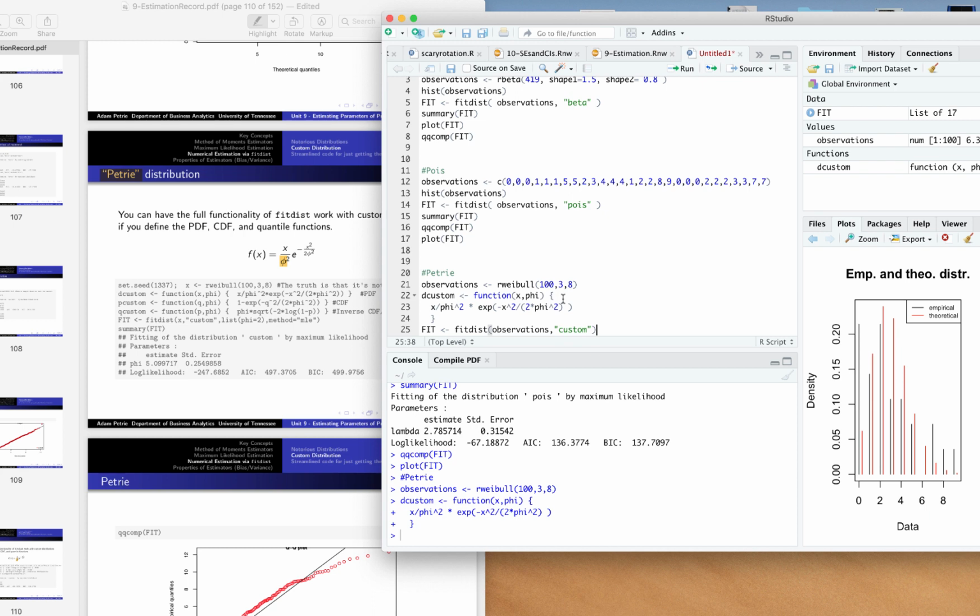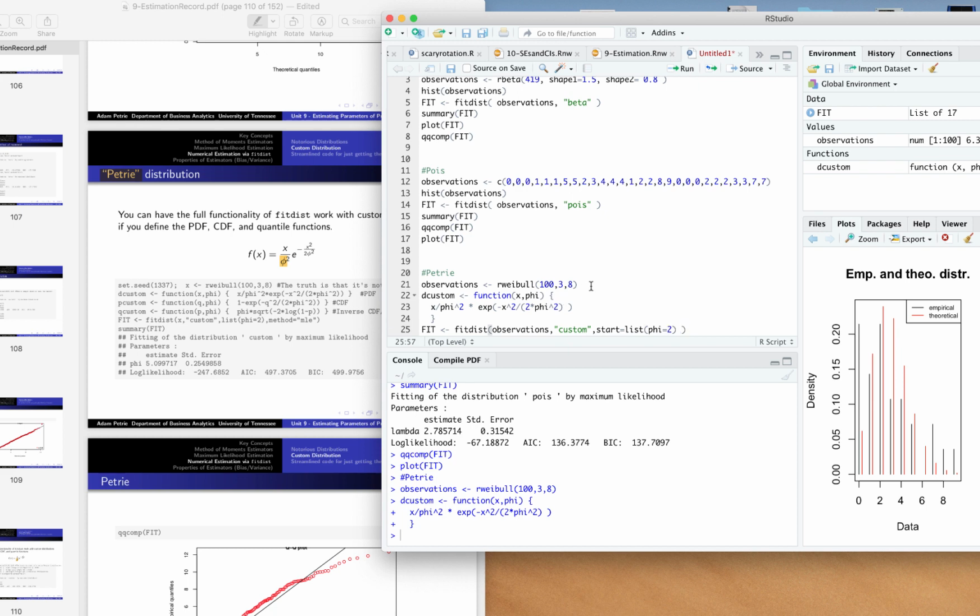Since it's a custom distribution, I need to give it a little nudge and say, here's where you should start your search for the MLE value. All numerical optimization algorithms need some sort of starting guess. It doesn't have to be a good starting guess, or close to the solution. It just needs something to get started. I have no idea what the MLE for phi is, so let's pass the additional argument start equals list, and then phi equals 2.